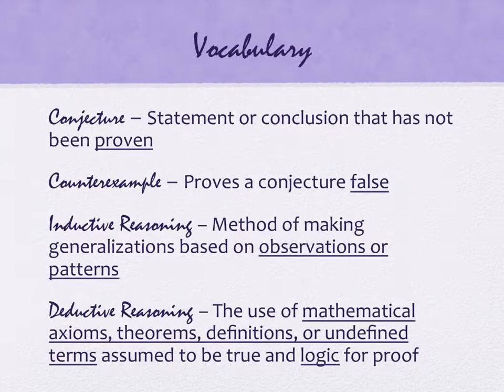And then there are two types of reasoning, inductive and deductive. Inductive reasoning is the method of making generalizations based on observations or patterns. And deductive reasoning is the use of mathematical axioms, theorems, definitions, or undefined terms assumed to be true and logic for proof. The majority of the reasoning you do is inductive, like in your real life.